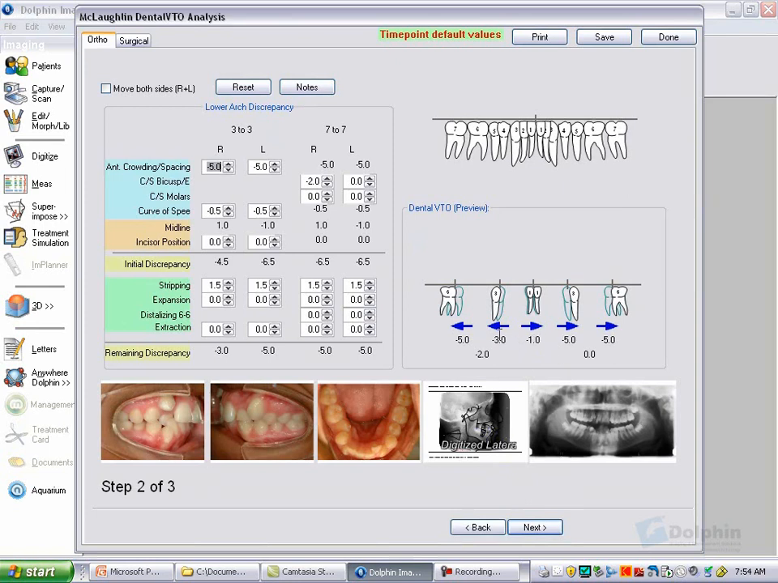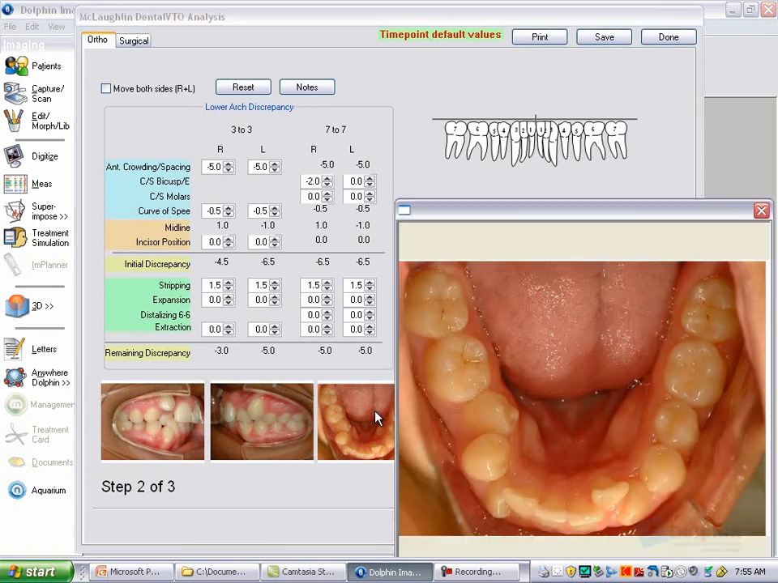All right, now we start to look and see what we're going to do in the bicuspid region and what we're going to do in the molar region. This is obviously very unfeasible to make a correction like this on a non-extraction basis. So we're going to look at extractions. Let's just take a look at what we have.